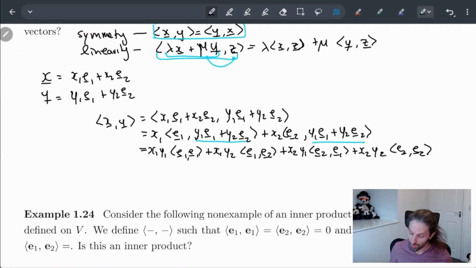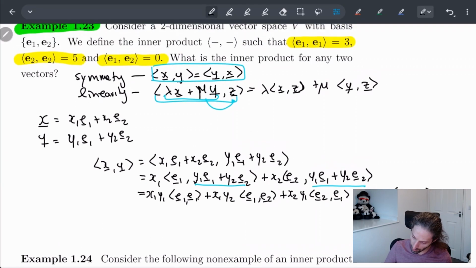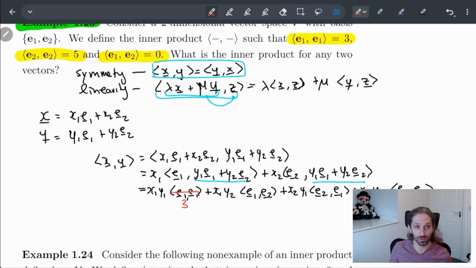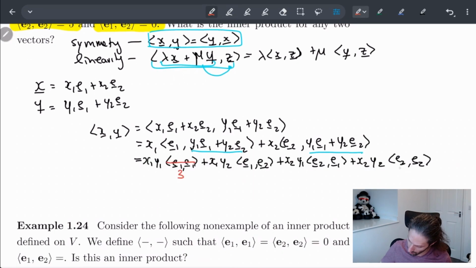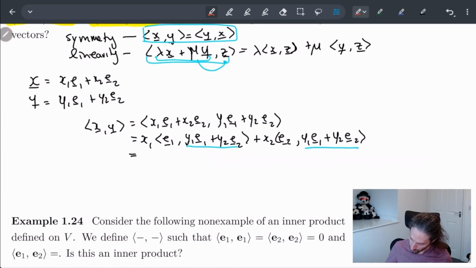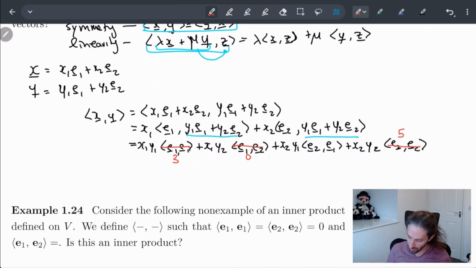Okay, so what do these equal? Well, we're told e1, e1 is equal to 3. We're told e2, e2 is equal to 5. We're told e1, e2 is equal to 0. And by symmetry, e2, e1 is equal to e1, e2, which is equal to 0.